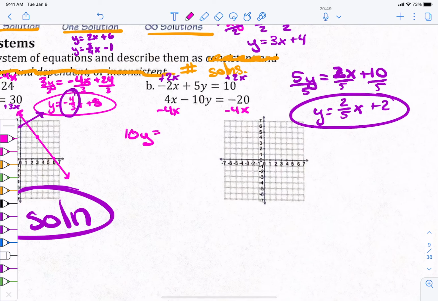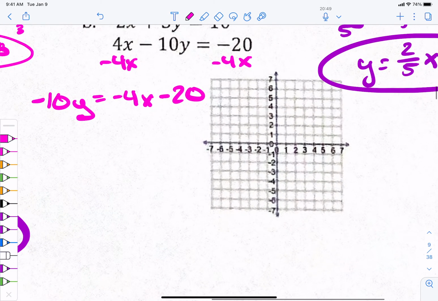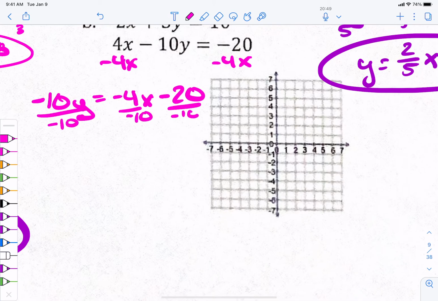10y equals negative 4x minus 20. And somebody stop me and tell me that I did it wrong. Negative 10y, good. Okay. And then let's divide by negative 10. And divide by negative 10. So we have y equals negative 4 divided by negative 10. The negatives are going to cancel off, but 4 over 10 is 2 over 5. x, negative 20 divided by negative 10.